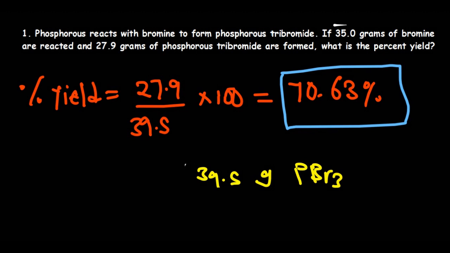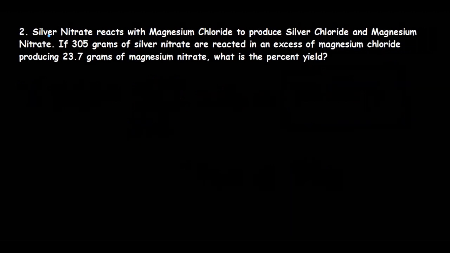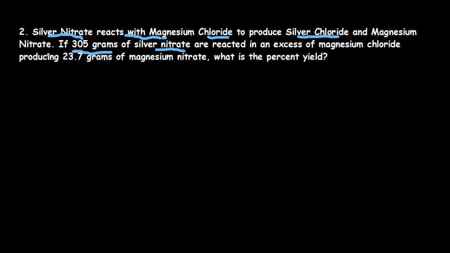Question number 2 reads: silver nitrate reacts with magnesium chloride to produce silver chloride and magnesium nitrate. If 305 grams of silver nitrate are reacted in an excess of magnesium chloride, producing 23.7 grams of magnesium nitrate, what is the percentage yield? After all these words, let's write the balanced chemical equation for this reaction.